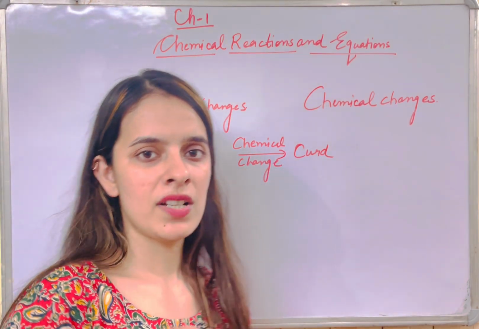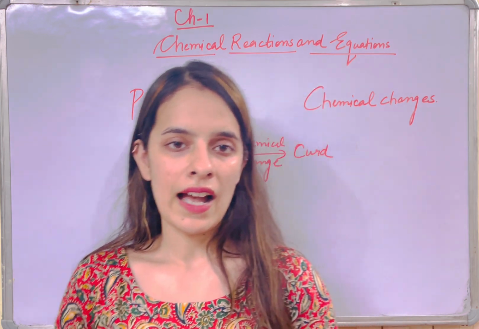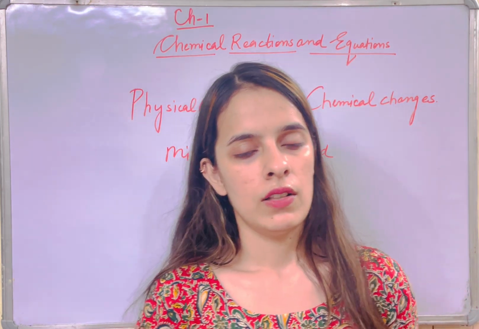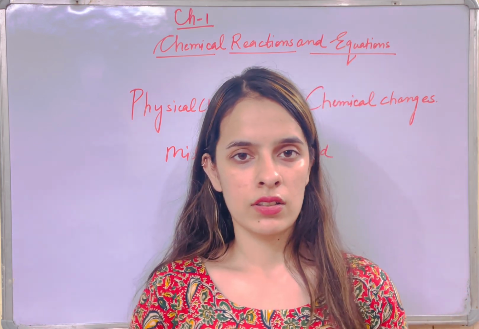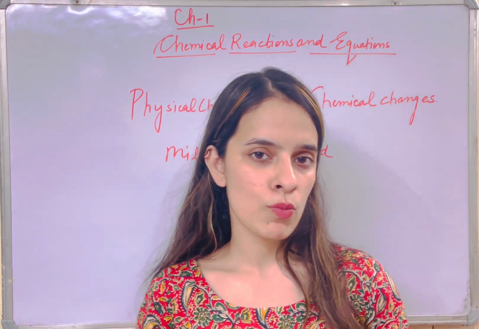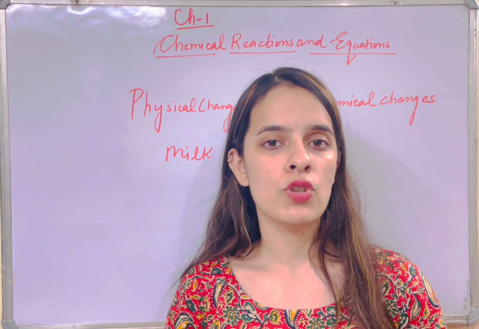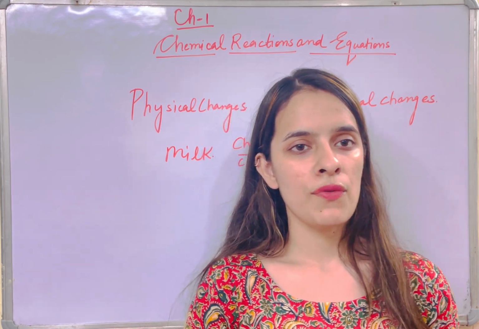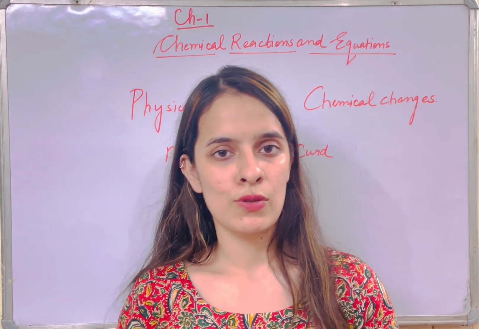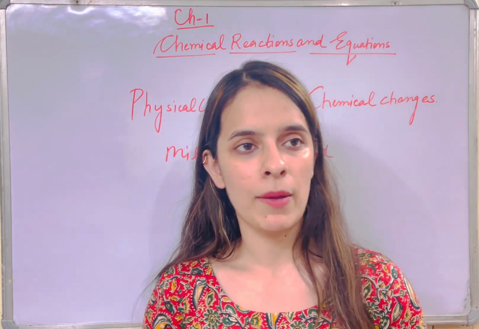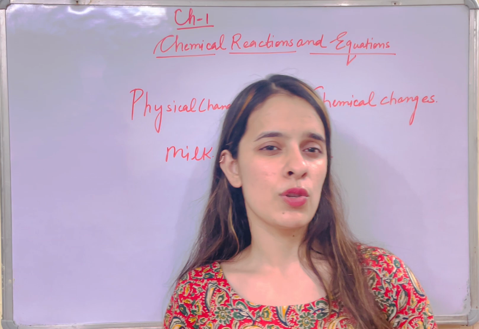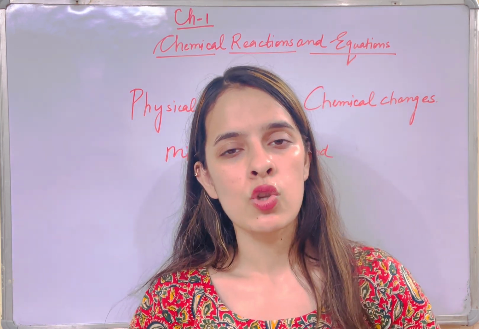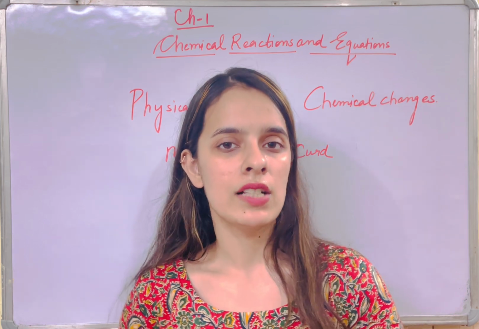Rusting of iron, you must have seen that iron, when it is exposed to moisture like water and oxygen, a reddish brown coating is formed on iron articles, iron objects. So the color of iron will change into reddish brown. So such type of change are also called chemical changes. Burning of fossil fuels, which we have studied, that is called carbonization. So burning of fossil fuel is also a chemical change.